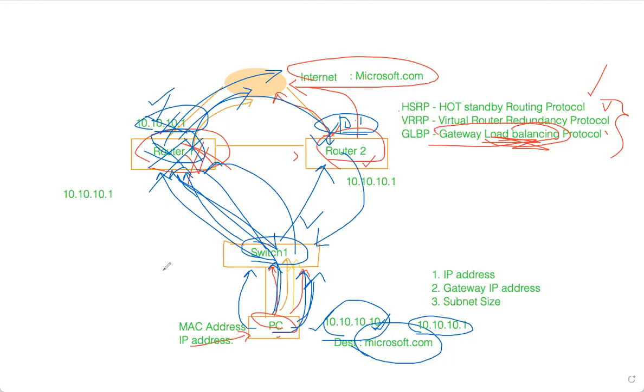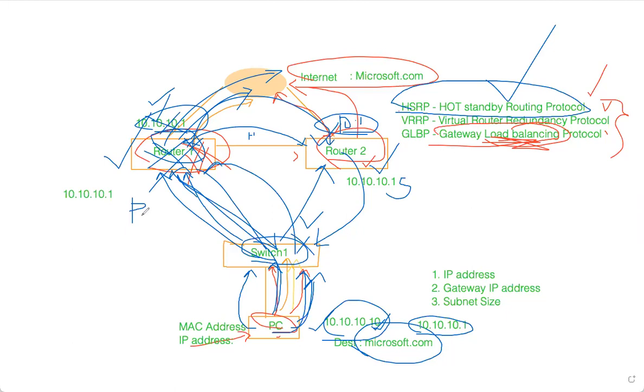But how does the switch know which to choose, whether router 1 or router 2? How does the switch know? The switch does not know. That's why we introduced a concept called FHRP. What FHRP does is make both routers communicate with each other using the FHRP protocol, and they both come to a conclusion about which one is primary and which one is secondary. That comes with the priority.